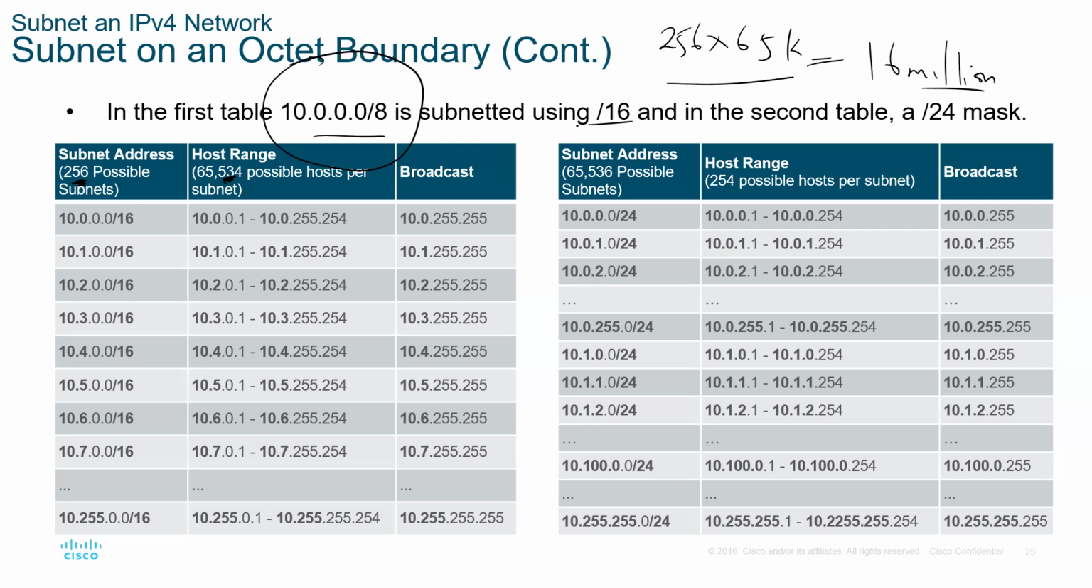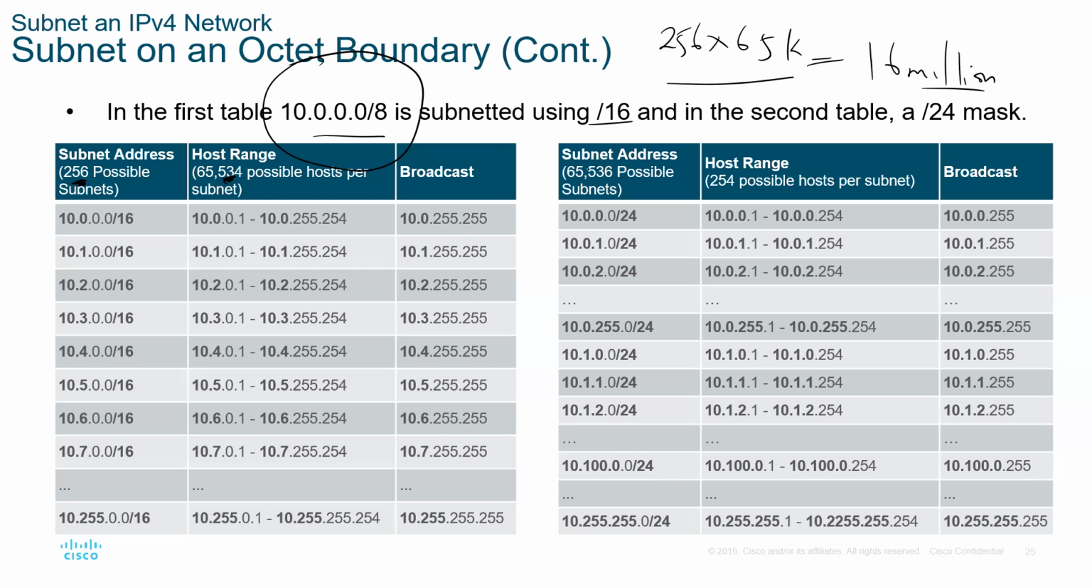So if you do the math, let me try to do it now. 256 times 65,000, just to be sure. 256 multiplied by 65,000, I'm getting 16.6 million. So it's very close. We just lost a few numbers there. 16.6 million, so it makes sense. This is what subnetting is.